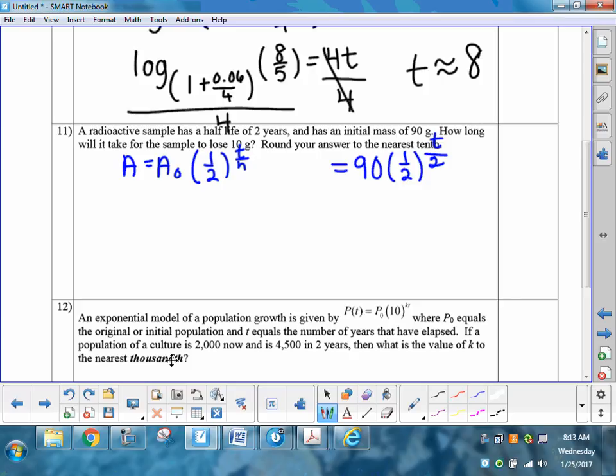That's the common mistake. What is it, Johannes? Why is it 80? It's seeing how long it takes to lose just 10 grams. So take the initial minus the 10. Now, from here, what's your first step going to be?